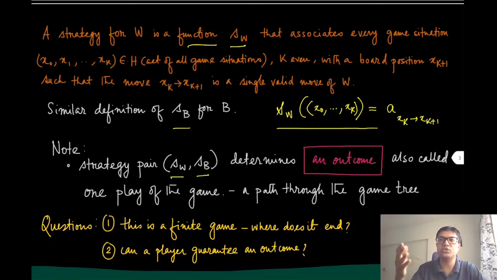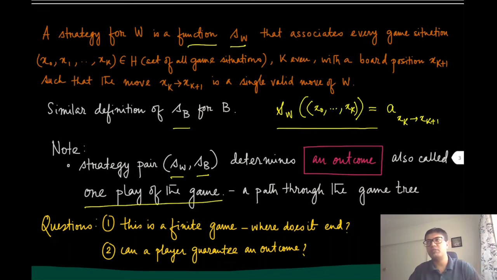Because it gives you, what the white player will do is already being given by SW at every stage of the game. Similarly, what player black will do is given by SB at every stage of the game. So the moment you give this SW and SB, it will give you one path through this game tree, and it will end at an outcome.